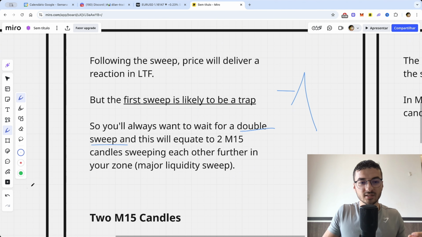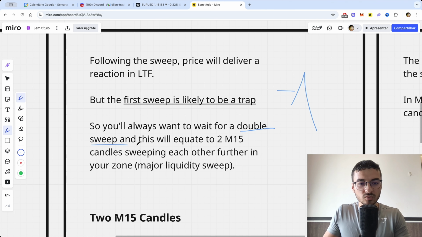I don't know if I was the first naming it this way, okay, but I don't want to be one of those that just keeps recycling concepts and naming another way. This is basically just to put it in simple terms. Really, it's just double sweep. Okay, it's two sweeps following the major liquidity. That's all it is. I don't want to be one of those gurus that keeps renaming the same thing with crazy names. And so this double sweep will equate to two M15 candles following the major sweep of liquidity.